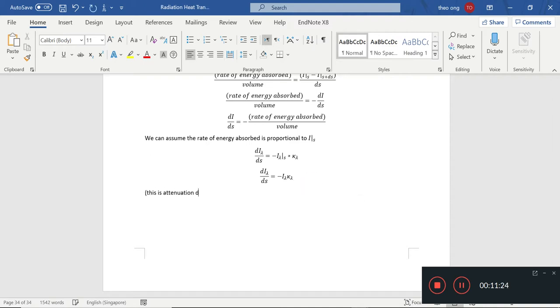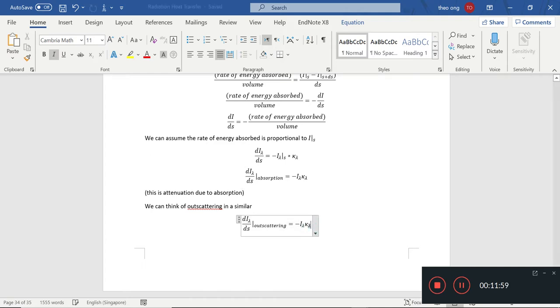Okay, so this is attenuation due to absorption, and then we can think of outscattering in a similar manner. So outscattering, we can do the same thing. It's proportional to, okay, outscattering, and this is the absorption term. So instead of kappa lambda, we use sigma lambda.